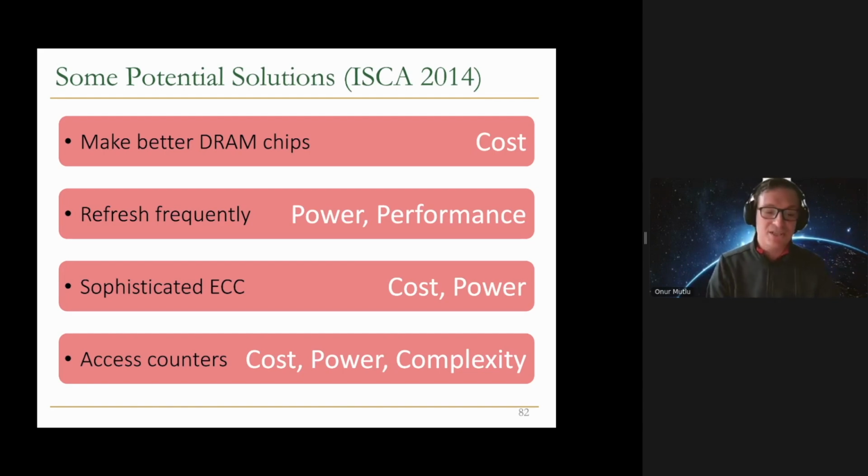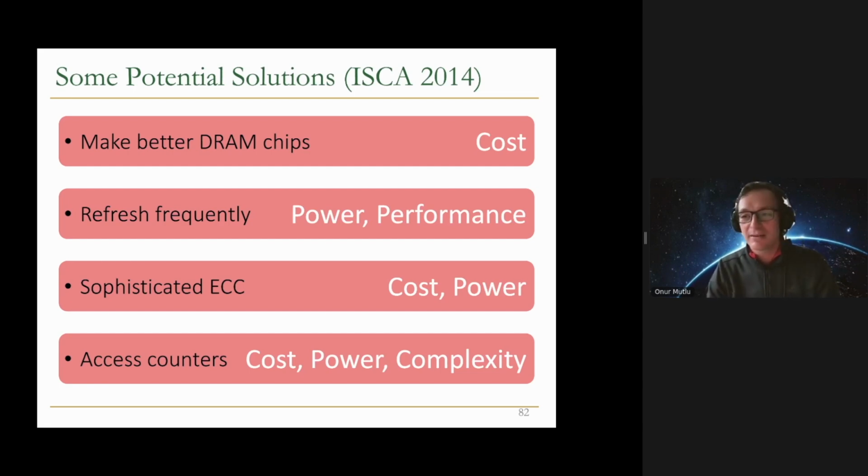So access counters are also very interesting. Basically, can we somehow count the number of accesses that are seen by rows and basically throttle the accesses to those rows? If you do it naively, this could lead to significant cost, power, and complexity, but there could be potentially not so naive or more sophisticated mechanisms that could lead to good solutions here.